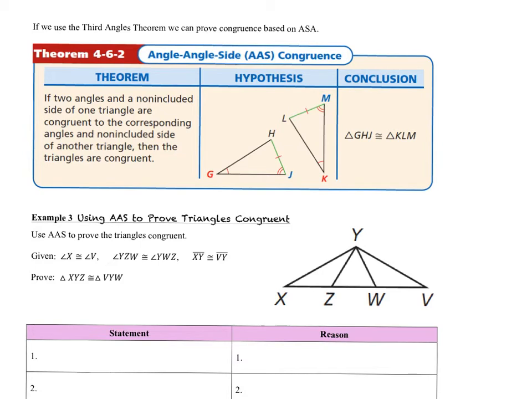Another shortcut is angle, angle, side congruence. This is where I'm given one angle congruent to an angle, another angle congruent to another angle, and then a side congruent to another side, not an included side. So if you notice, I'm starting at point 1, making my way to point 2. I skipped over a side, and then I included the side. So angle, angle, side.